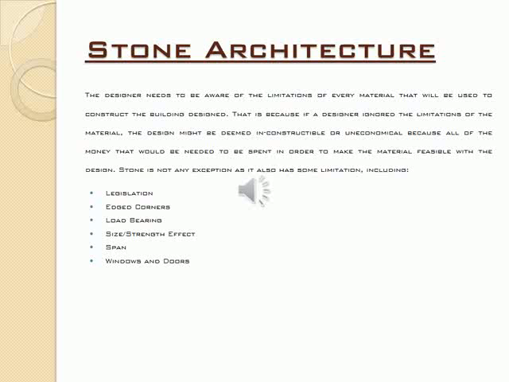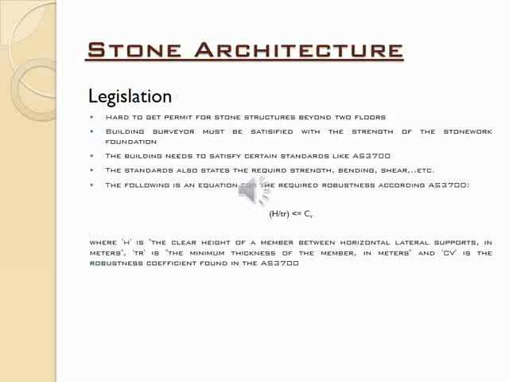and the first architectural aspect is the stone architecture itself. What are the limitations of the material and how does that affect the design? Such factors include legislation, edge corners, load bearing, size, strength, span, and windows and doors. The first factor to be considered, as it limits the design, is the legislation.